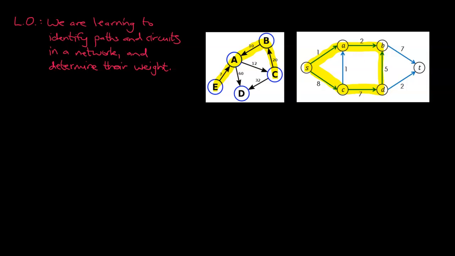Today's learning objective is in pink and we are learning to identify paths and circuits, I'll circle that bit, from a network, and we're looking to determine their weight. So there are two goals for today, paths and circuits, weight. Before we get into the two examples I've got here, let's chat about terminology.